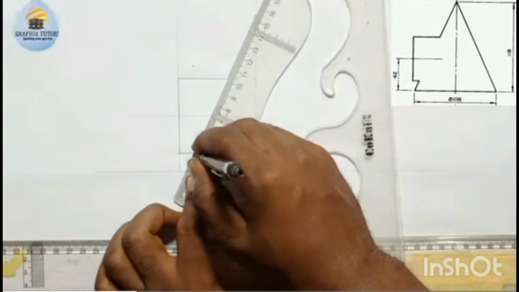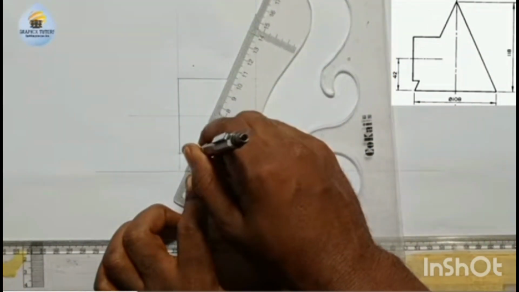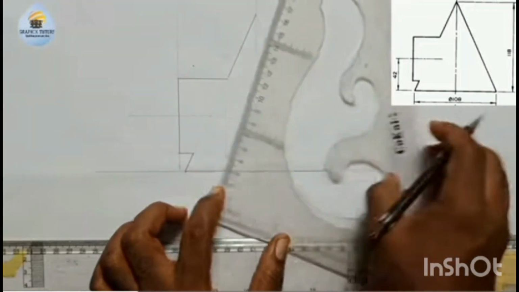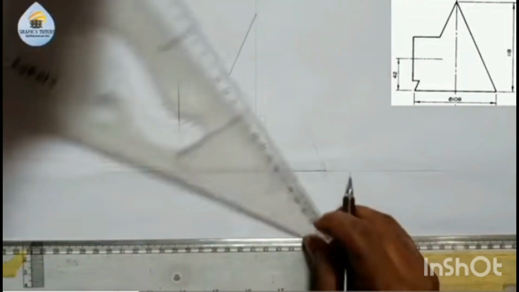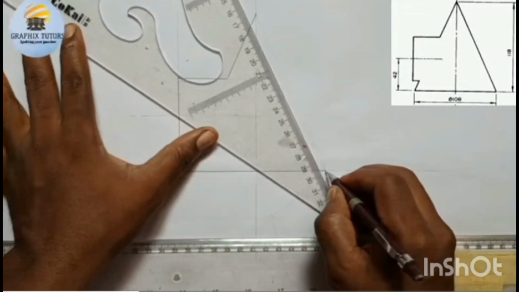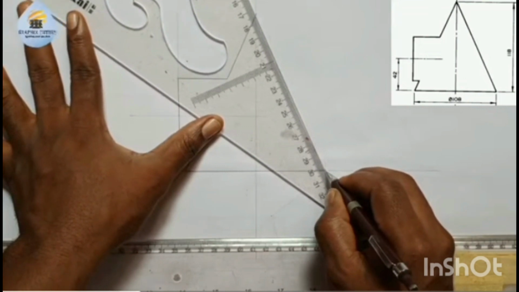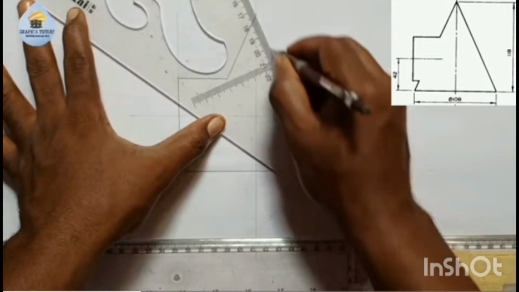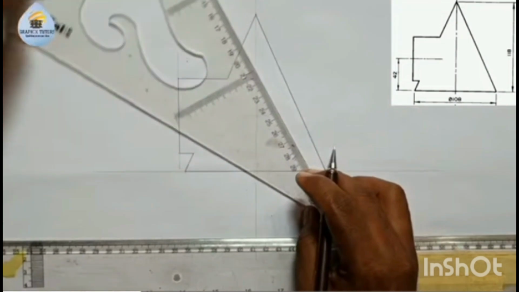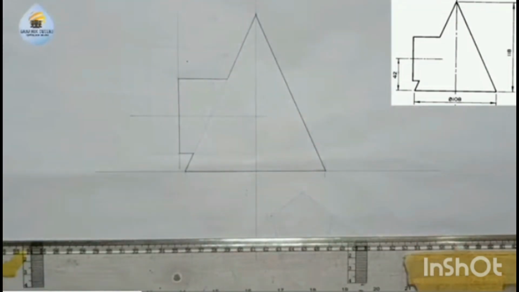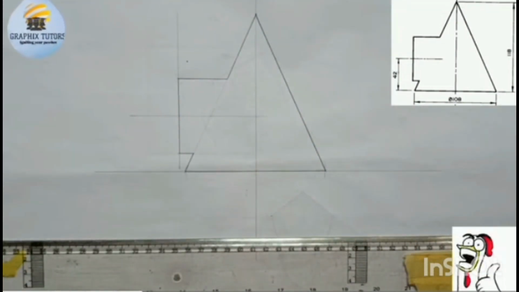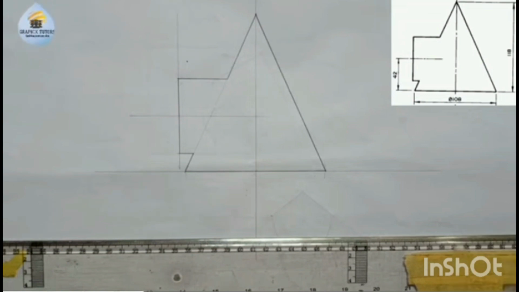Then from this point to this point is also what? It's also thickened. Then from here to here is also thickened, right? So I have successfully brought out the front elevation. I have redrawn what? The front elevation.